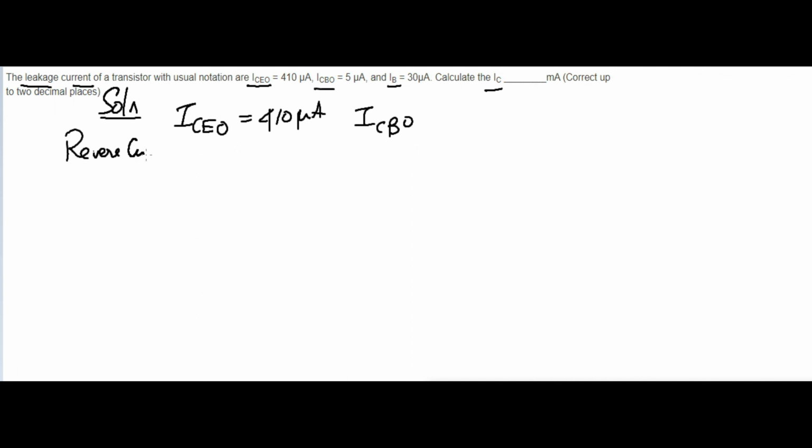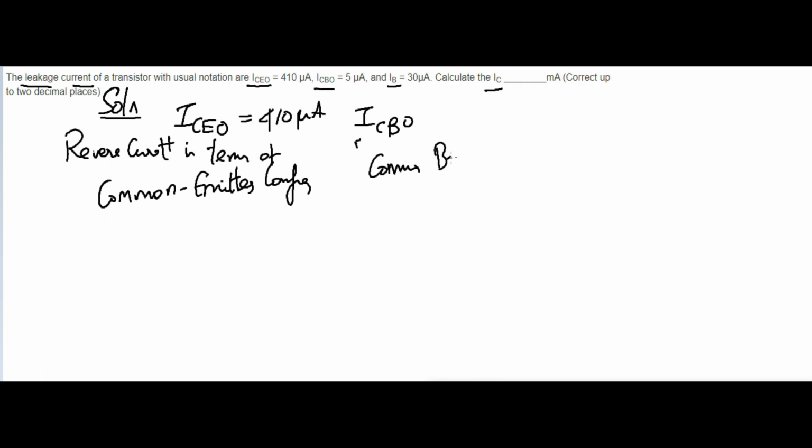Let me go for the solution. What they have given is ICEO, which is about 410 μA. And also you can see ICBO, so it is about reverse current. Reverse current in terms of a common emitter configuration, and this is the same with respect to a common base configuration, because ICBO is equal to 5 μA.